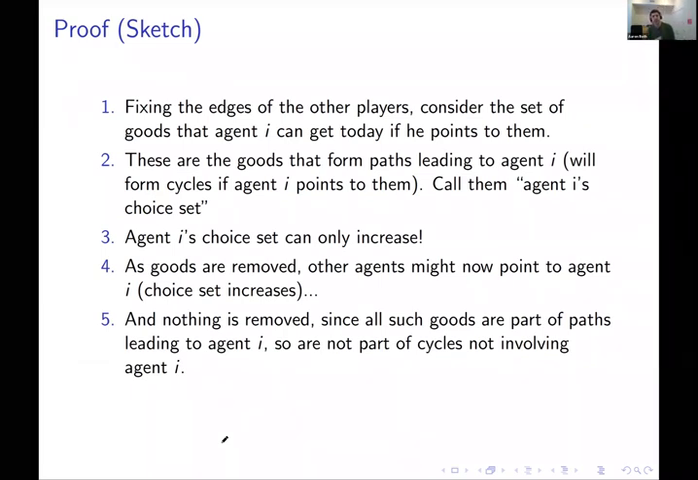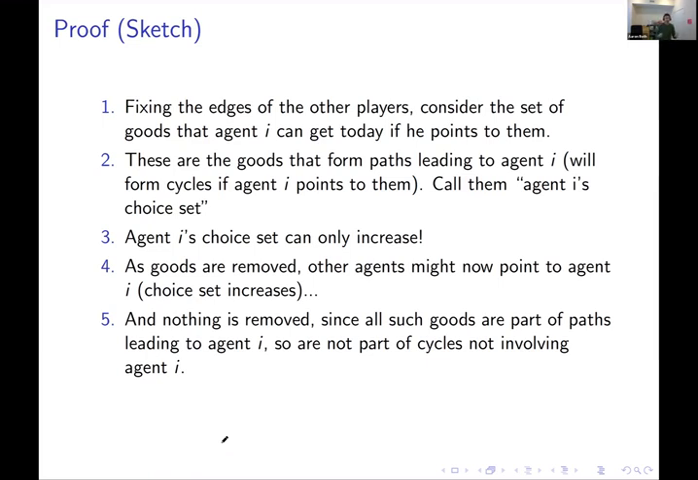The reason is simple to see if you remember how the algorithm works. How would something in my choice set be removed? Well, the only way it could happen is if one of the agents that is in my choice set was cleared, or if their favorite good, the thing that they are pointing to now, was cleared. But my choice set is exactly the set of vertices that are parts of paths leading into me.